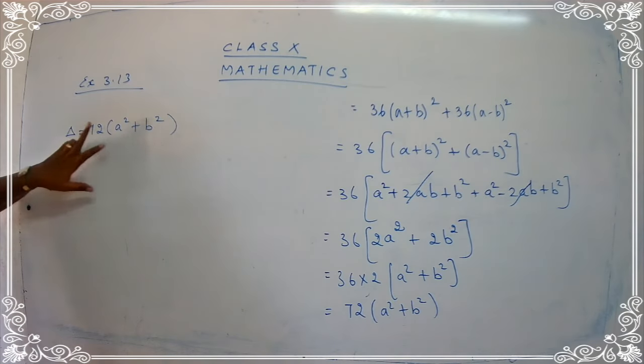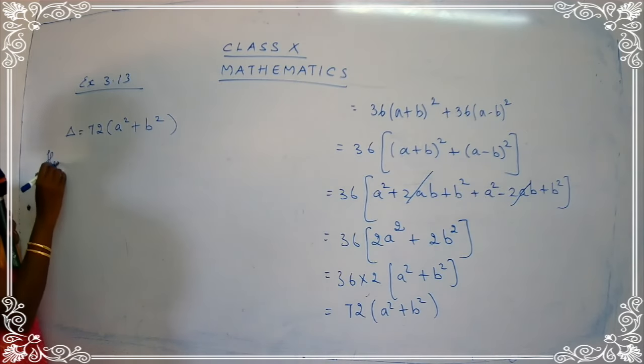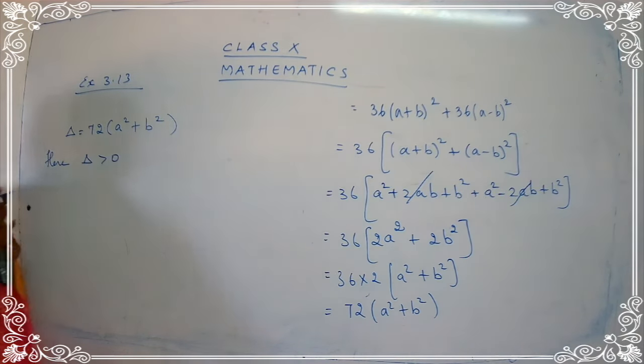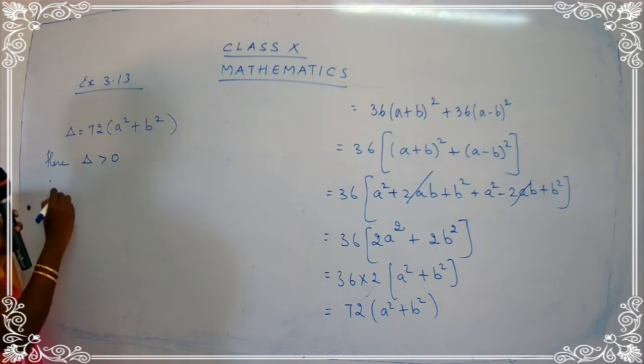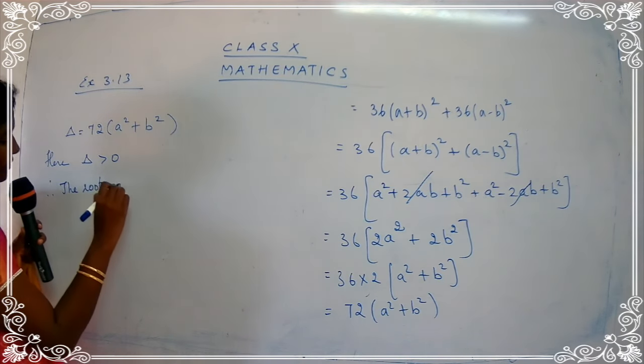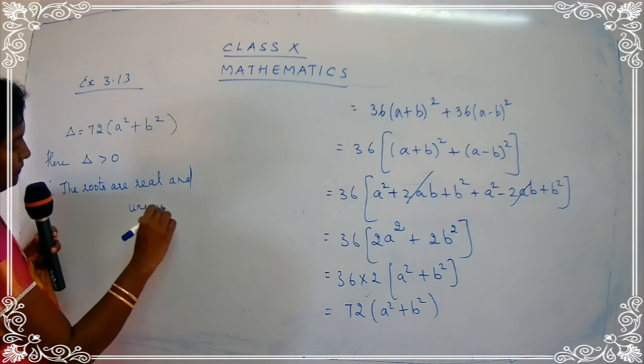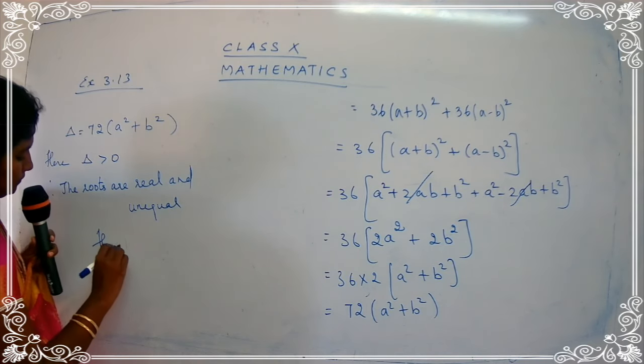Just see here children, what about the value? Are you getting a positive value? Yes. You are having 72 a square plus b square. That is, you are getting a positive value here. You can say here delta is greater than 0. Here delta is greater than 0. Therefore, the roots are real and unequal. Hence proved.